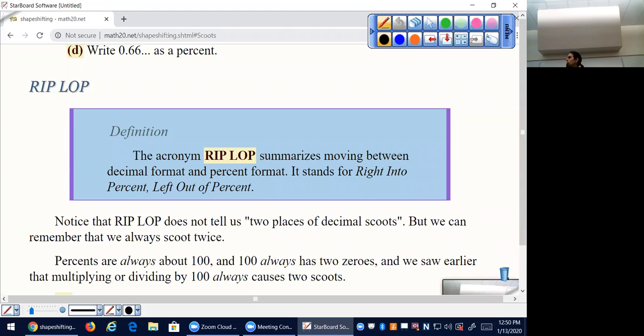As a side note, I've never seen a calculator whose percent key works well. Often calculators will have a percent key, but it does different things based on what the word problem is. So don't try and use the percent key on your calculator. It's quicker and more reliable to just use RIPLOP and scoot things and make them decimals than it is to try and figure out how the percent key works on your calculator.